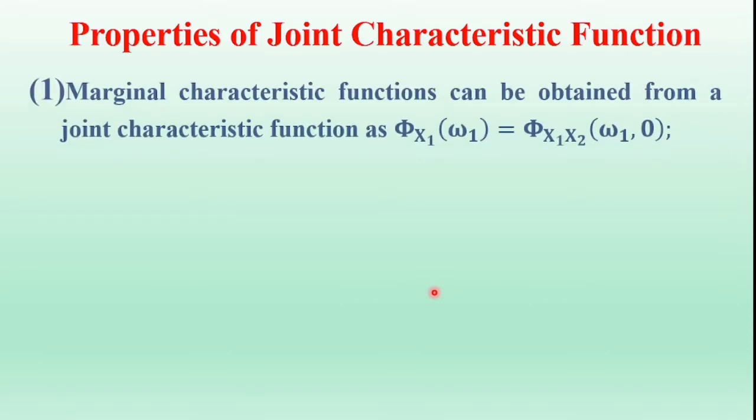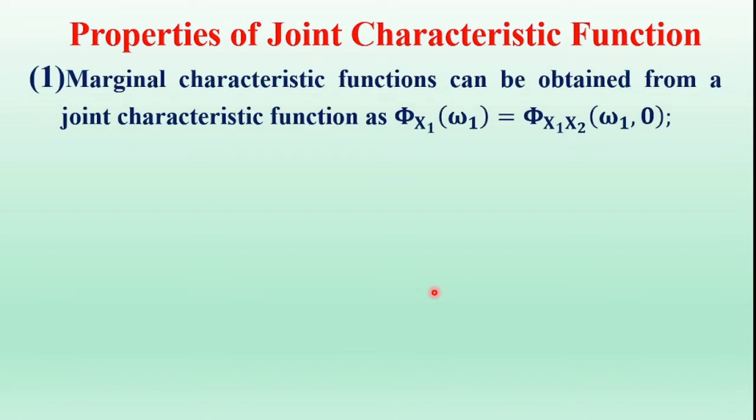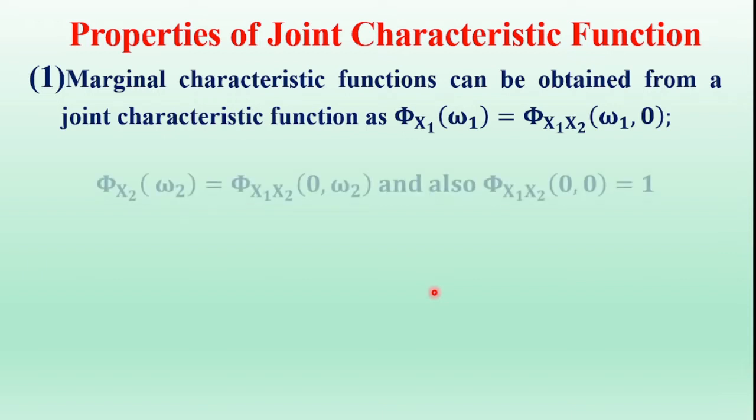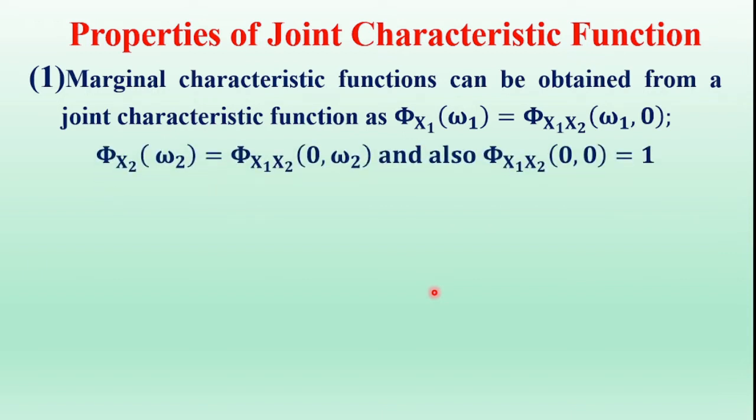First property: marginal characteristic functions can be determined from the joint characteristic function as phi x1 of omega 1 is equal to phi x1 x2 of omega 1 comma 0, phi x2 of omega 2 is equal to phi x1 x2 of 0 comma omega 2, and also phi x1 x2 of 0 comma 0 is equal to 1. So phi x1 of omega 1 is the marginal characteristic function of the random variable x1, and phi x2 of omega 2 is the marginal characteristic function of the random variable x2.